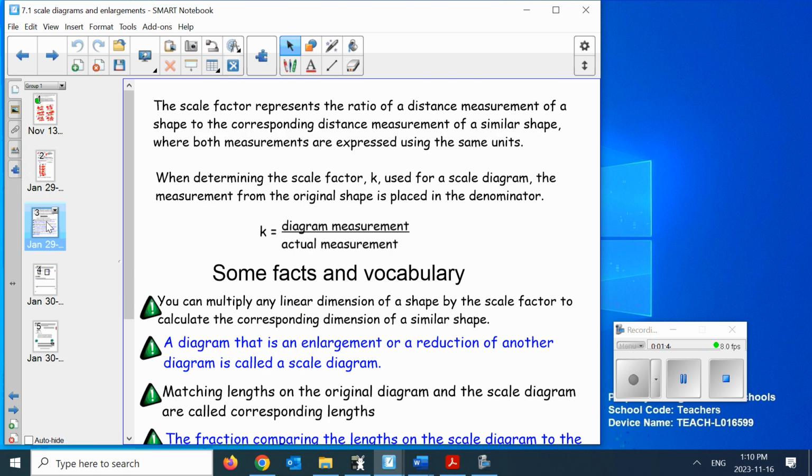Then we reviewed some facts and vocabulary. And I'm just going to freeze the screen while I update accounts quickly.